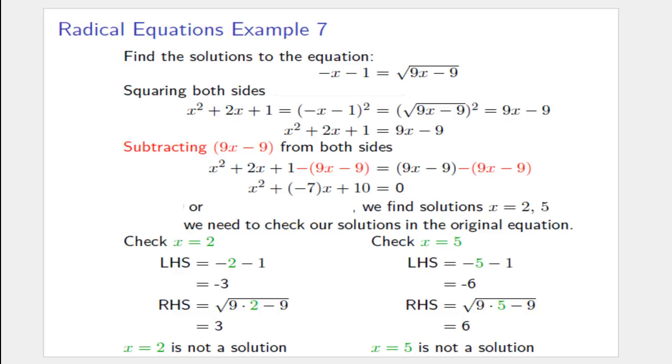Which means that our original equation, negative x minus 1 equals the square root of 9x minus 9, has no solutions.